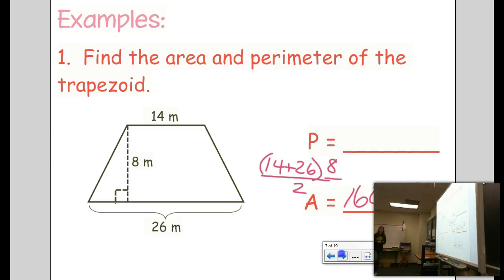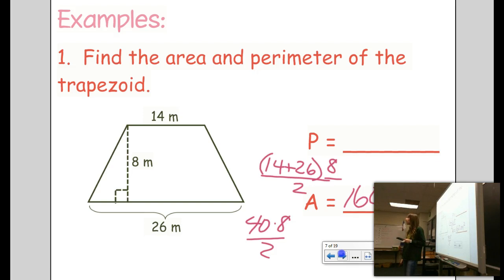Okay, I heard someone make a sound like they didn't understand why it was 160. 14 plus 26 is what? It's 40. So you're really just saying, hey, 40 times 8 divided by 2. Base times height divided by 2. 40 times 8 divided by 2.